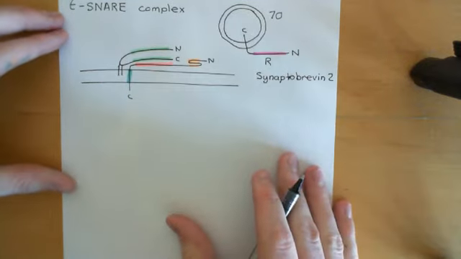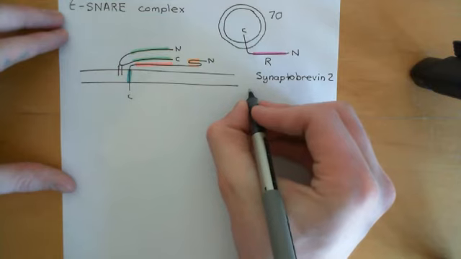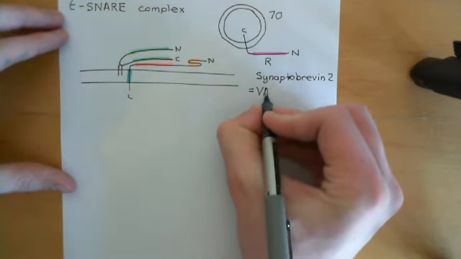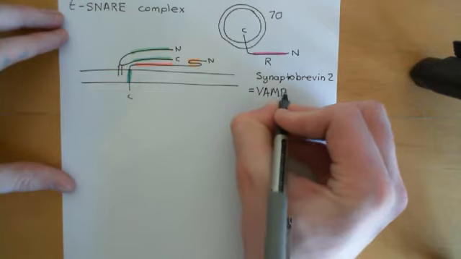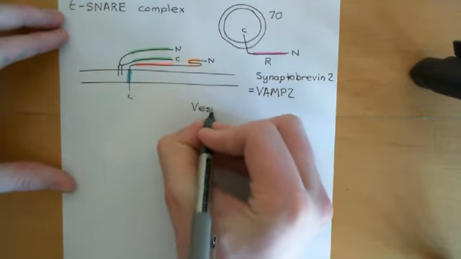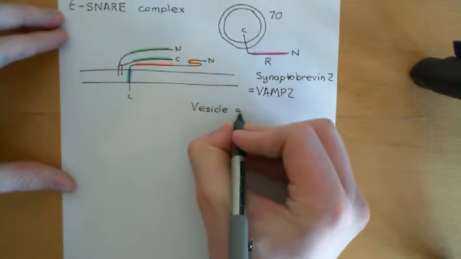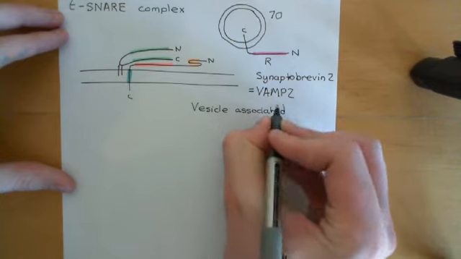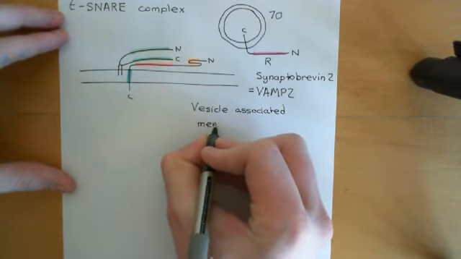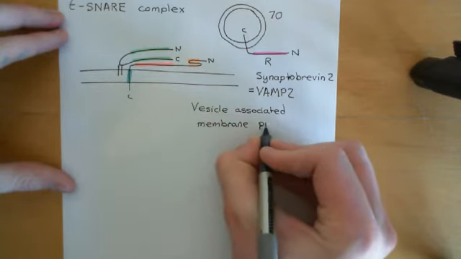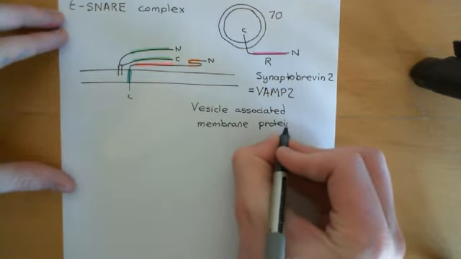Now, synaptobrevin 2 also has another name that's quite commonplace to see. It's also called VAMP2. So what does VAMP stand for? It stands for vesicle, that's the V, associated, that's the A, and then membrane protein, that's the M and the P. So vesicle-associated membrane protein, and then obviously vesicle-associated membrane protein 2.